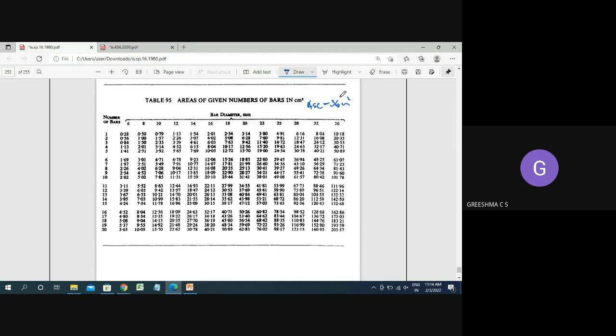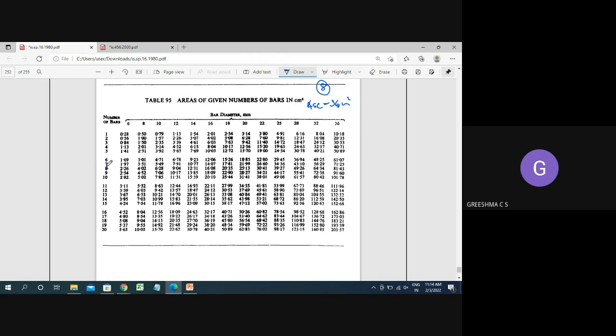Okay, to distribute equally on all 4 sides, what is the minimum number of bars, at least? 8 numbers of bars at least. Okay, so let's find out. So 36 centimeter square, if you take from this chart, you can see 8 numbers of bars.